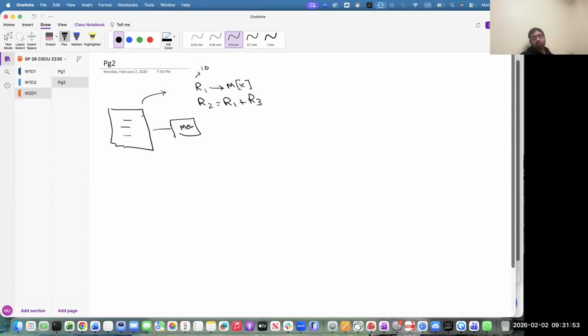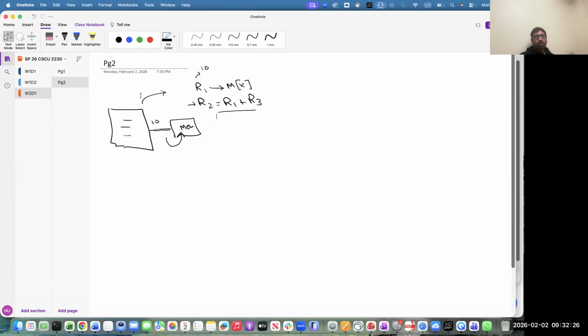So what will happen? The CPU will place the value of 10 on the bus and send it to the memory. Then the next instruction is to add the values of R1 and R3 and put the result in R2. Now the question is, does the CPU need to wait until 10 is actually written into the memory, or can it go ahead and start executing the next instruction? Anyone who wants to answer?